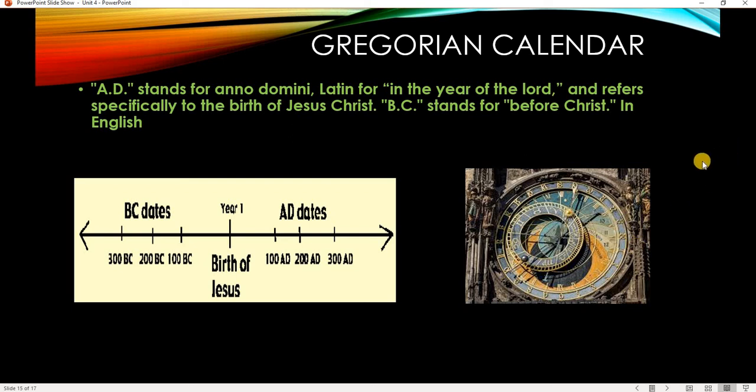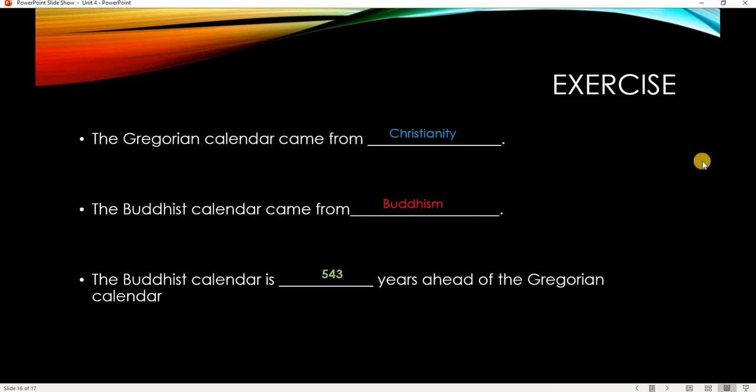So let's have an exercise. The Gregorian calendar came from Christianity, yes. The Buddhist calendar came from, yes, Buddhism. The Buddhist calendar is years ahead of the Gregorian calendar. Remember that? How many years? 543 years ahead of the Gregorian calendar. Perfect.